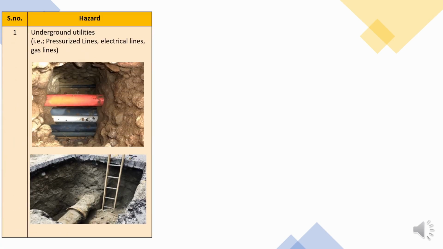So in excavation, let's take the first activity and hazard. The first hazard will be underground utilities. What can be considered in underground utilities are pressurized lines, electrical lines, or any gas lines. So you can see while conducting an excavation, in the pictures, there are lines underground, and that may pose harm if a person comes in contact with these utilities.